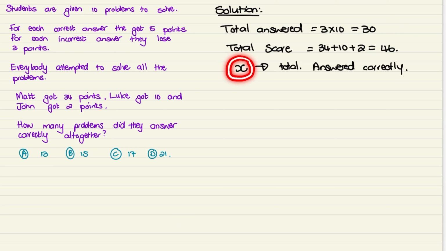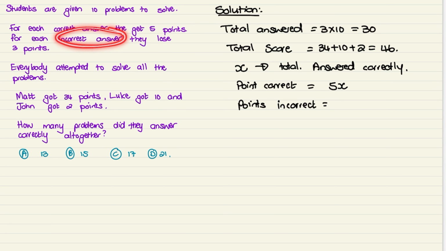It's easy actually to allocate the variable, because the variable represents the value that we want to solve. The points for correct would be 5 times x, because every time they have an answer correct, they get 5 points. And the points for incorrect would be, for every incorrect answer, they lose 3 points. So we know that they are losing 3 points, and they have answered 30 questions in total, and we need to take away the amount of answers that are correct.